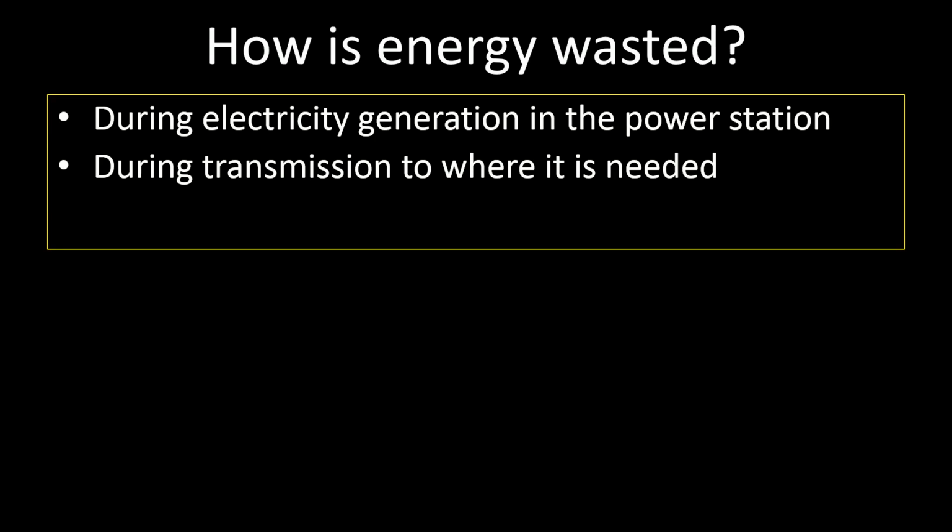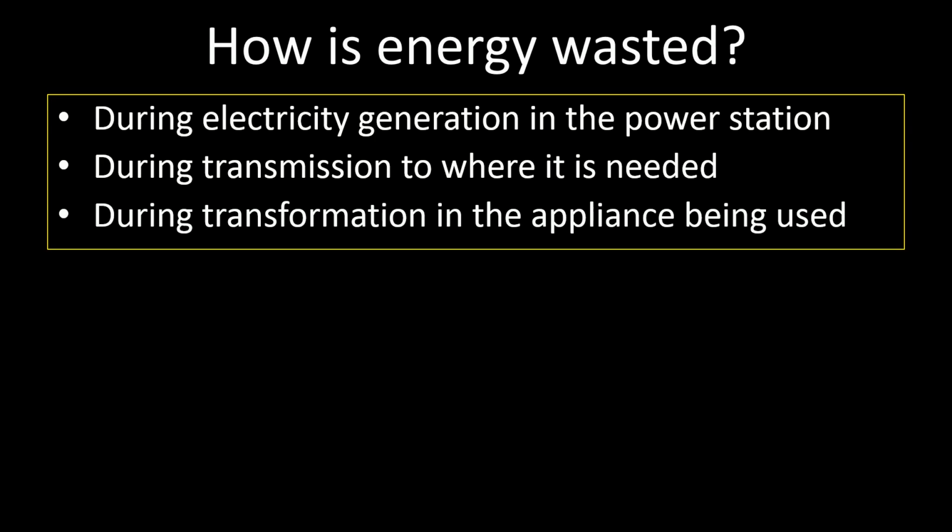Second thing is during transmission to where it's needed. Again, to understand this in enough detail, you need to know about the national grid and how that works. Not a subject for this video, but if you do know it, then you'll be able to do this kind of thing. And finally, during the transformation in the appliance being used. Some appliances are more efficient than others at transferring the electrical energy they get from the mains into whatever energy type they're trying to produce. So for example, sound for a radio.